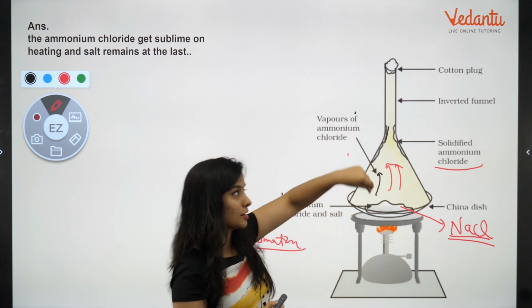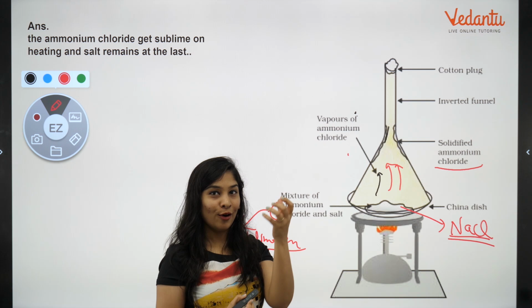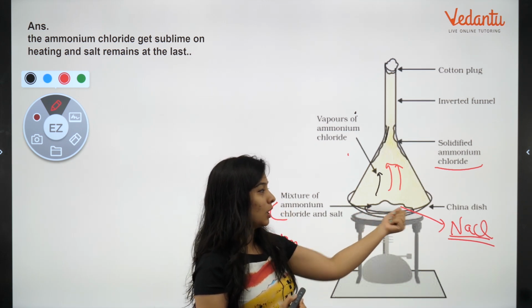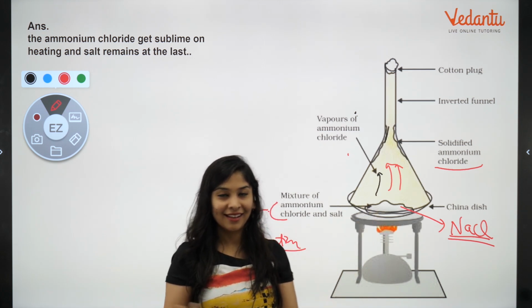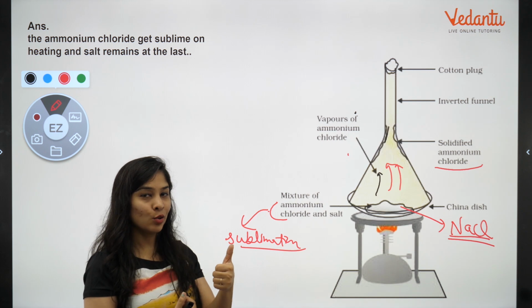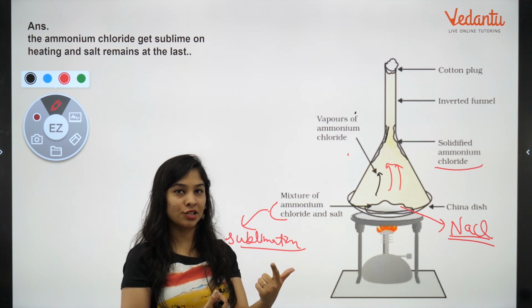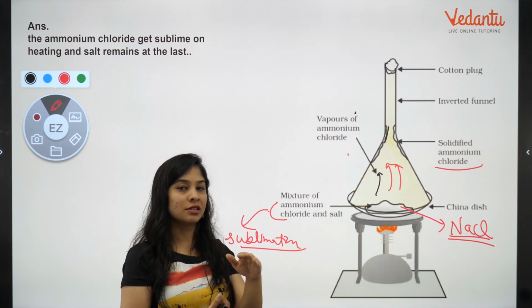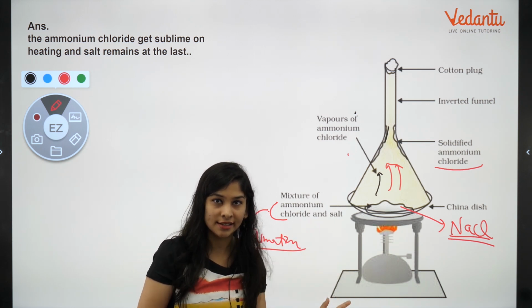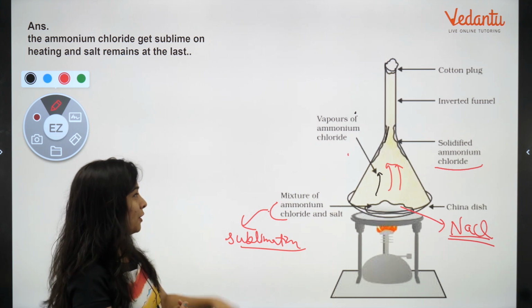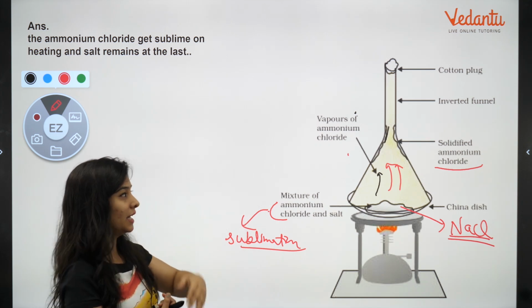So after some time, just take the funnel and see the magic. All of the ammonium chloride is on the funnel in solid form, and all of the salt will be left in the china dish. Both have separated, the chemistry magic is done. Correct? So whenever you see a sublimable substance in a mixture and the second substance is non-sublimable, you can always go for this method. This method is comparatively easy. Correct? Okay, we have learnt one more separating technique.